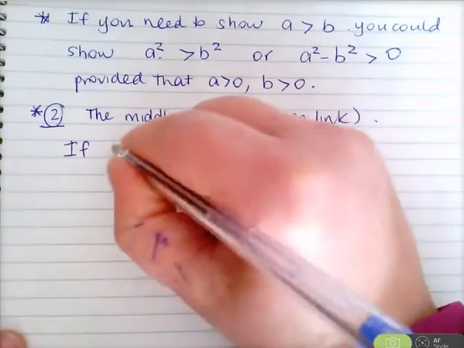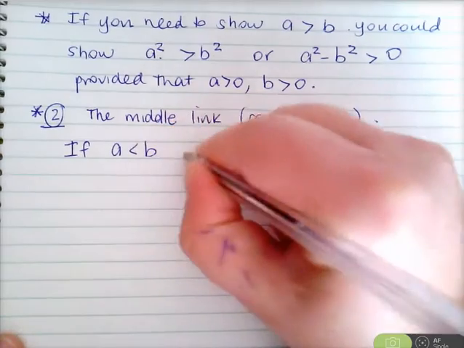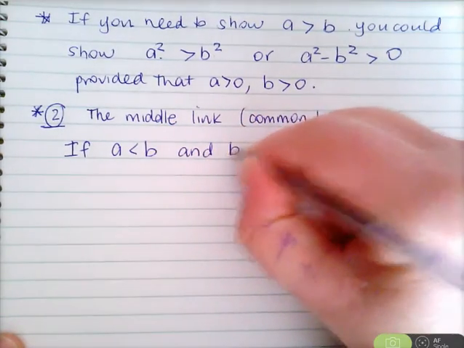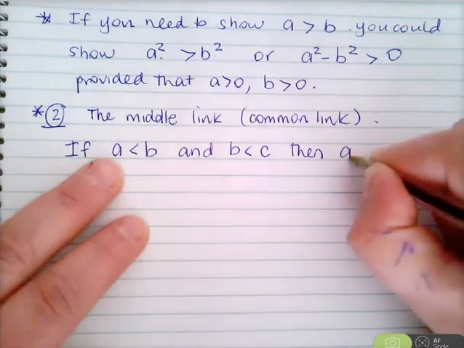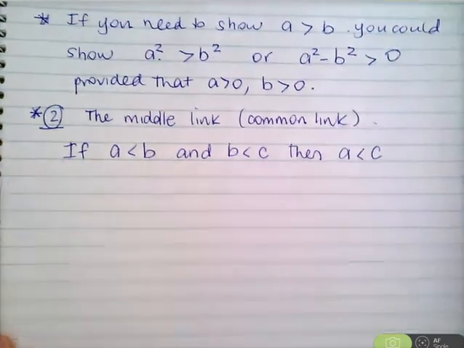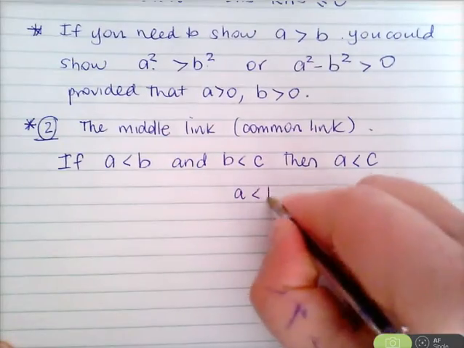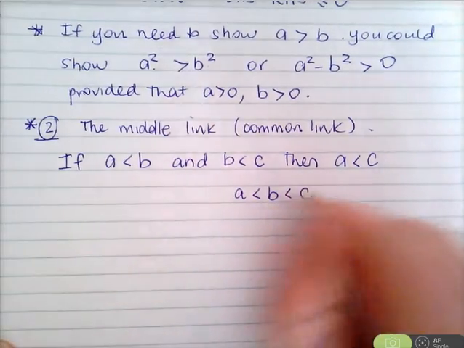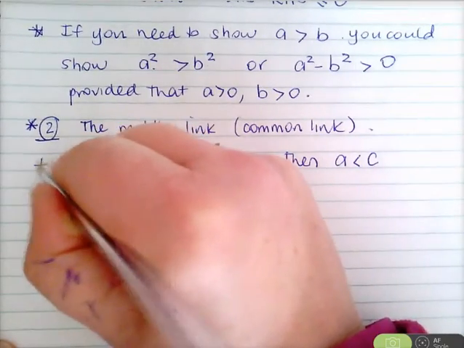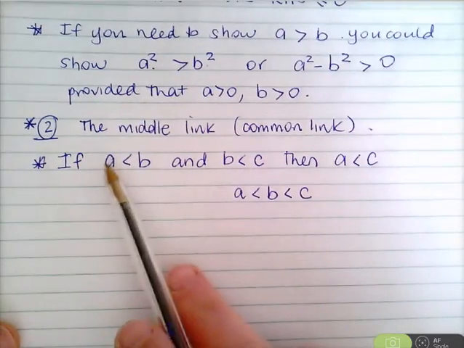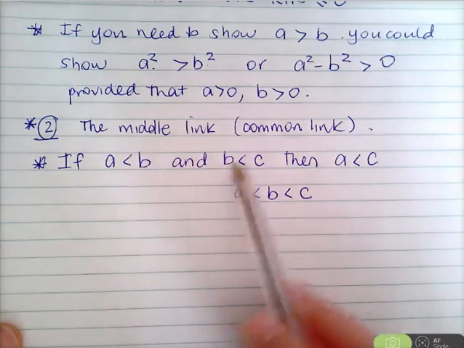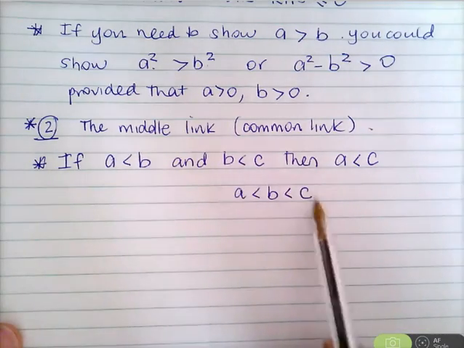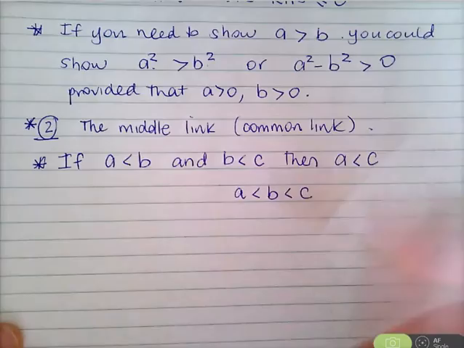If we've got that A is less than B, and if we know that B is less than C, then we can say that A is less than C, and that is because A is less than B, which is less than C, okay? So that's the first thing that we want to look at. So if A is less than B and B is less than C, so the middle link or the common link is the B, okay, then we can say that A is less than C.